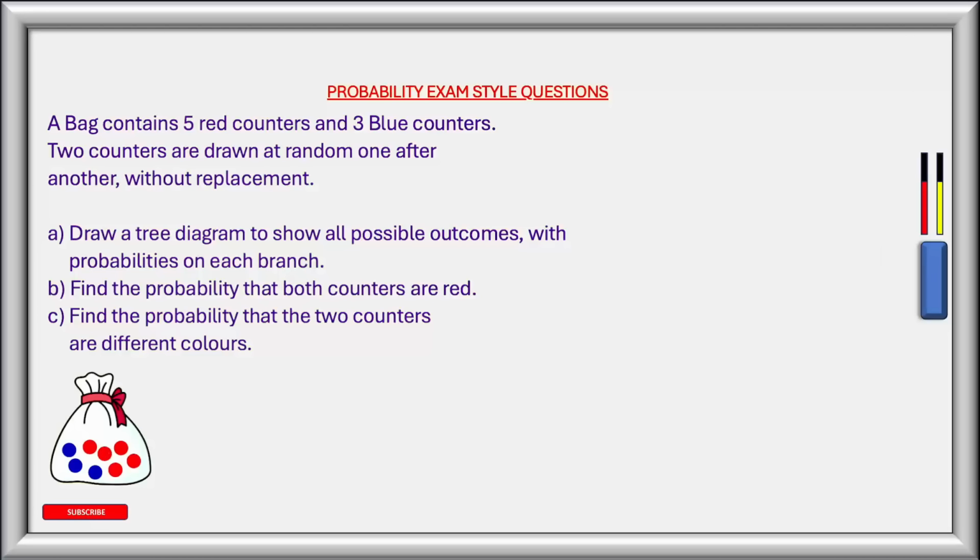And for our third question, we're told that a bag contains 5 red counters and 3 blue counters. 2 counters are drawn at random, one after another, without replacement. And part A asks us to draw a tree diagram to show all possible outcomes with probabilities on each branch. Part B asks us to find the probability that both counters are red. And part C asks us to find the probability that the 2 counters are different colours.